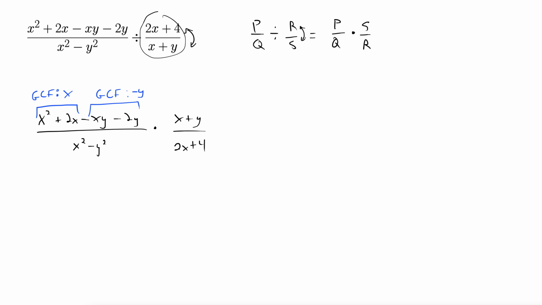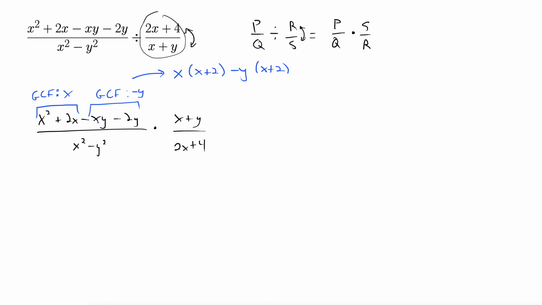Okay, let's just stay with this grouping here. So I factor an x out of the first one. I'm left with x plus 2. I factor a y out of the second one. I'm left with x plus 2.